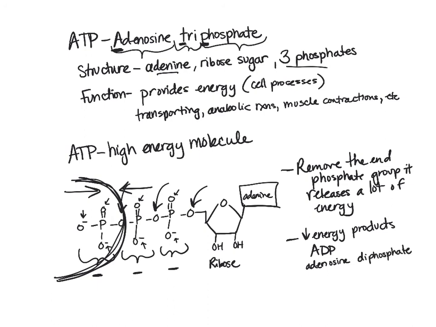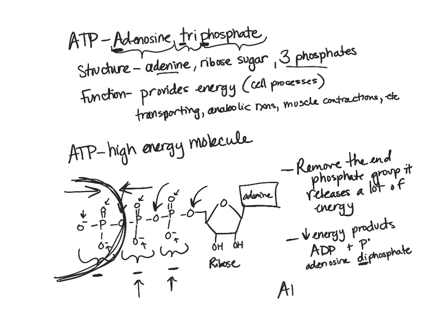Adenosine diphosphate, di meaning 2, because now we only have these 2 phosphate groups. So we have adenosine diphosphate, and we have a phosphate. Now the cells are going to use the energy from glucose. We eat food, we break it down, we get glucose, and in the cell we utilize that glucose to add the phosphate back onto ADP to make it ATP.